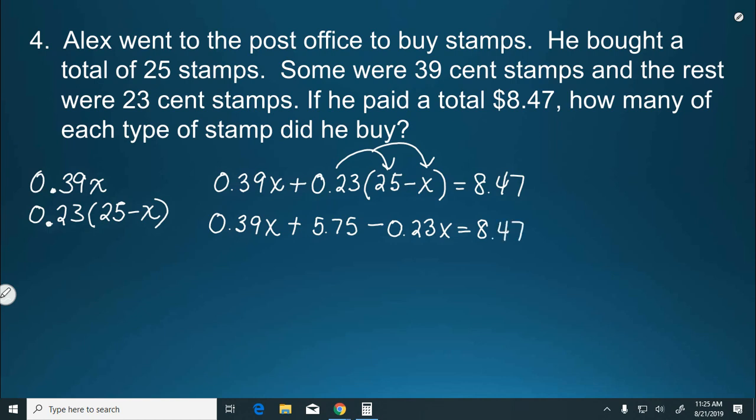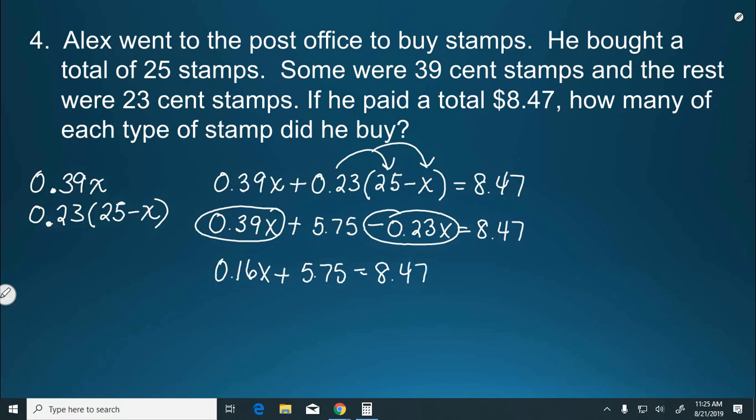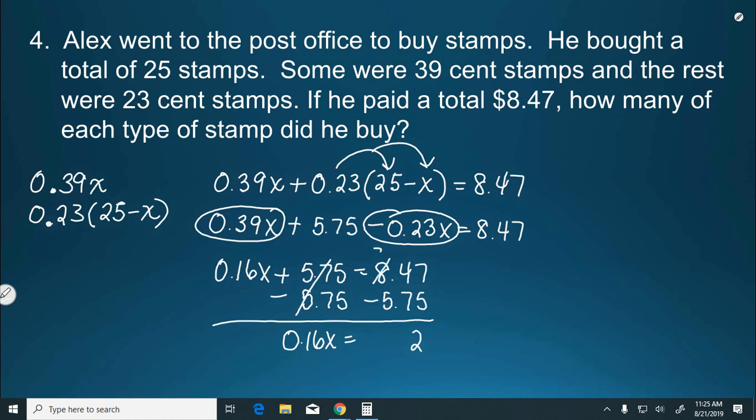Now we can combine our like terms. 0.39x minus 0.23x is 0.16x plus 5.75 equals 8.47. Subtract 5.75. So 0.16x equals... 14 minus 7 is 7. 7 minus 5 is 2. $2.72. Divide by 0.16.